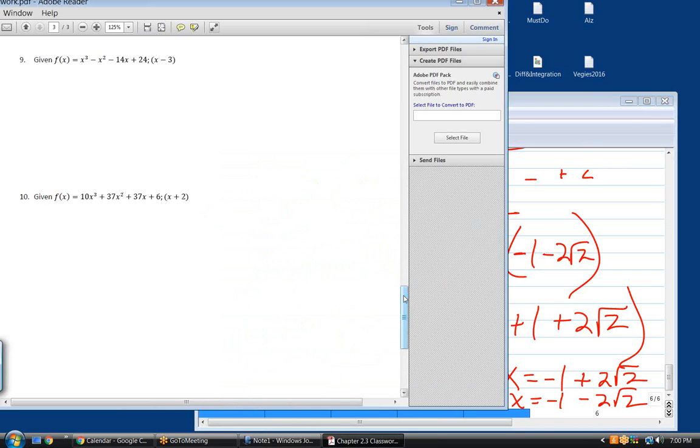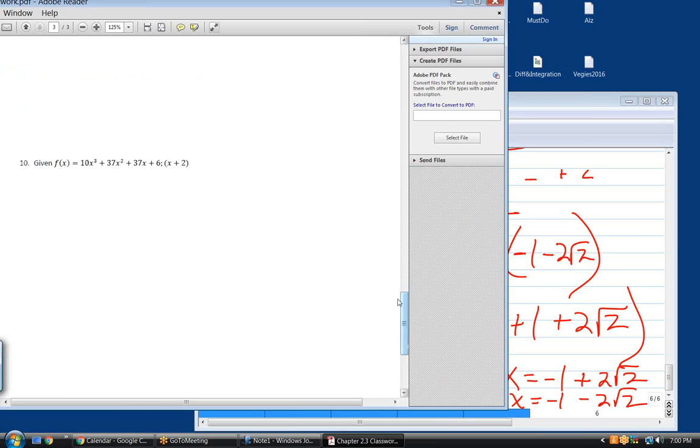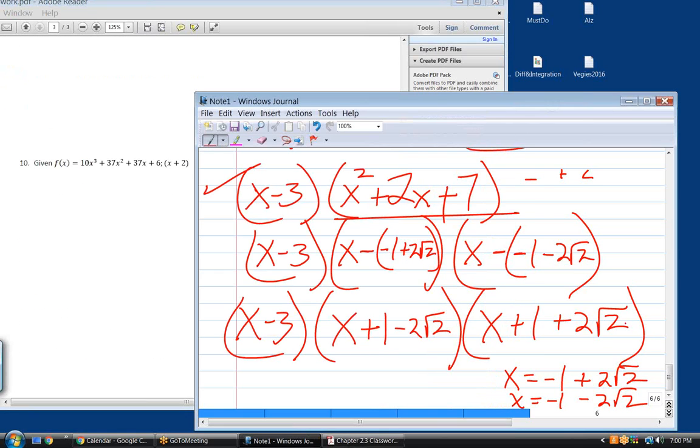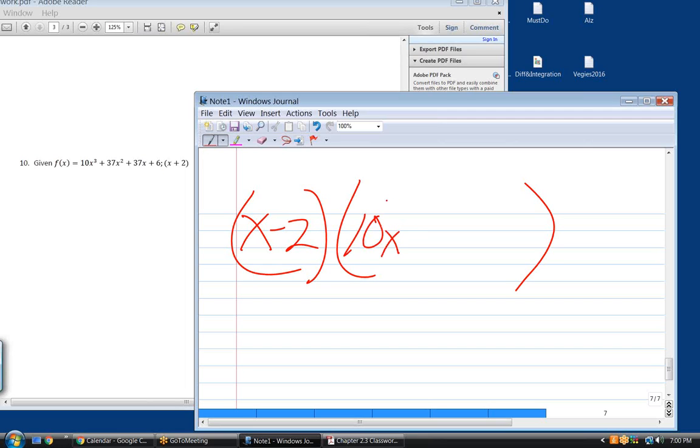I just finished it. The remainder is 0. Okay, and what's the remaining quadratic? So we know that x minus 2 is a factor. What'd you get for the rest of it after the synthetic division? 10, 17, 3, and 0. What are they? 10x squared, 17x, and 3. Is it plus 17x? Yes. Plus 3? Yes.